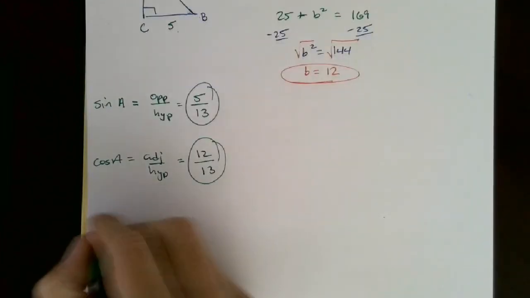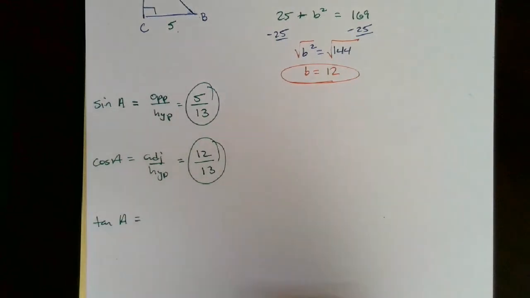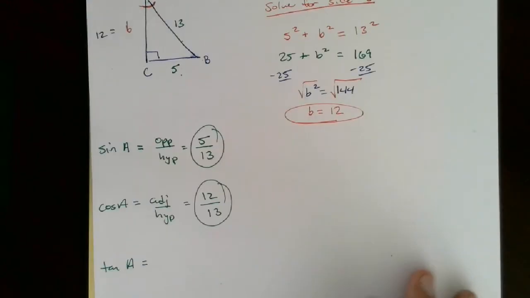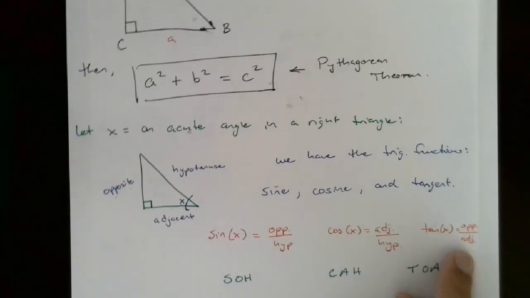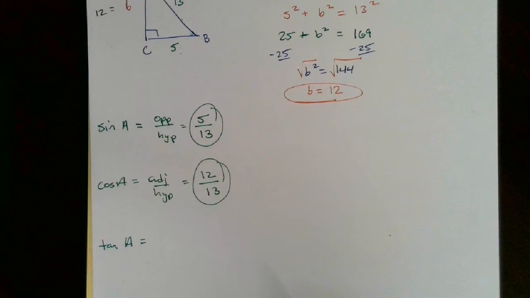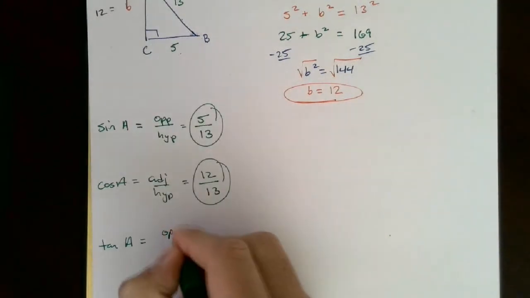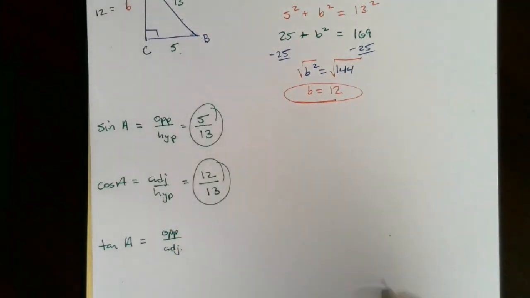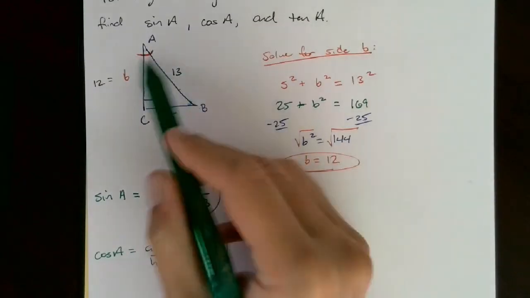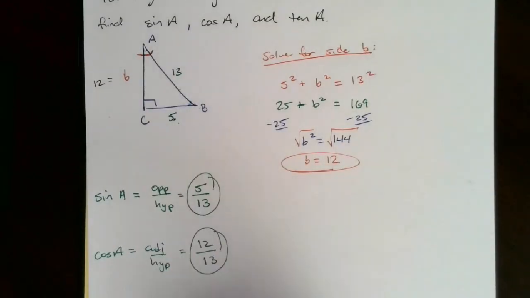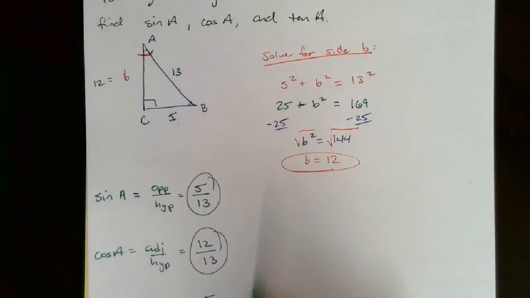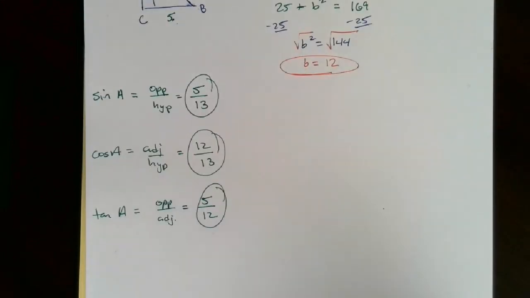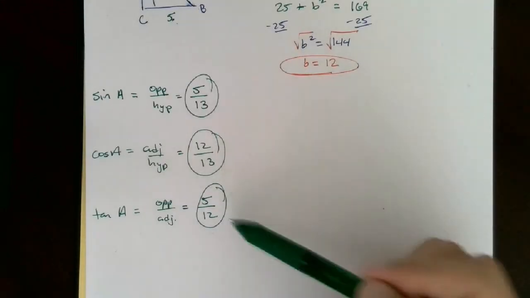Now let's take a look at the tangent of A. Remember what tangent was equal to? Tangent was opposite over adjacent. So let's write it down so we see what we're looking at. We want opposite over adjacent. Opposite of angle A is 5. Adjacent to angle A, what's next to it, is 12. So it's 5 over 12, and you got it. So we have 5/12.